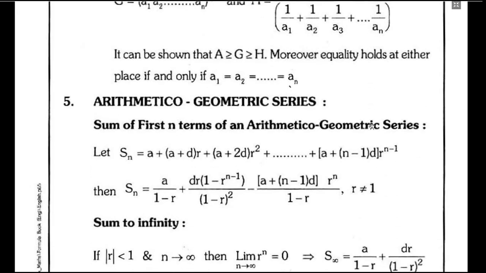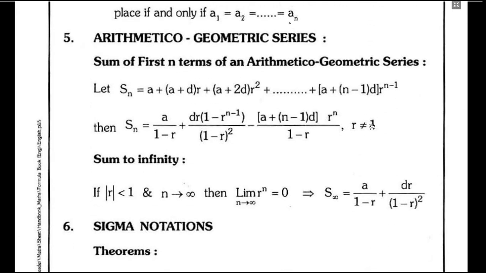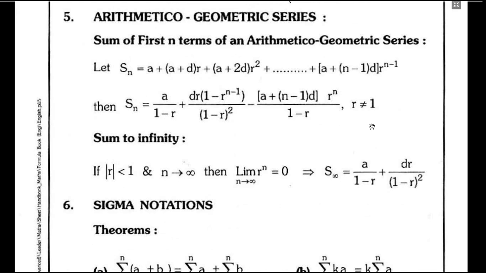Now, a very important series: the arithmetico-geometric series. In this series there will be an arithmetic series along with a geometric series. So we have the sum of the first n terms of an arithmetico-geometric series. The series is like this: a, (a plus d) into r, (a plus 2d) into r square, similarly (a plus (n minus 1) into d) into r to the power n minus 1. So the sum of these terms will be Sn equal to a plus (a plus d) into r, and so on. So it will be really difficult.